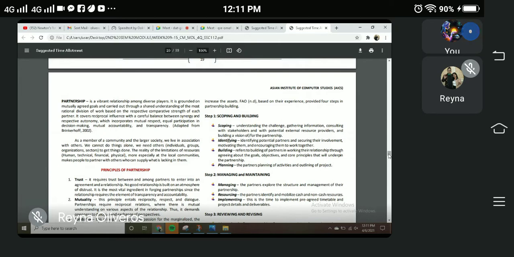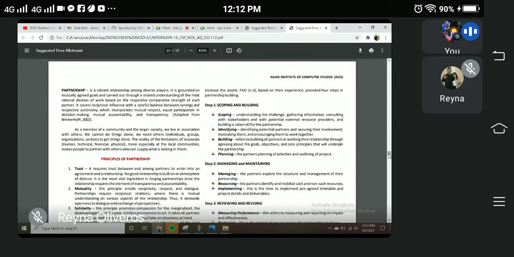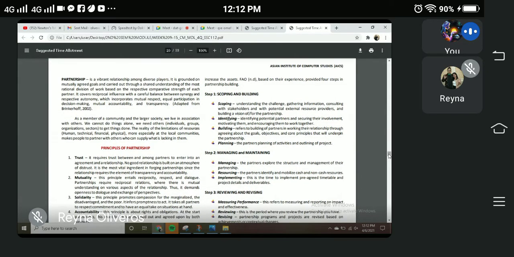When we say planning, the partners should know how to make a plan or should have a planning of their activities. They should know how to do an outlining of their project rather. Okay? So, yun yung cover ng step number 1 natin. Again, these are scoping, identifying, building, and planning. For step number 2, managing and maintaining. Okay? Step number 2, managing and maintaining, covers managing, resourcing, and implementing.